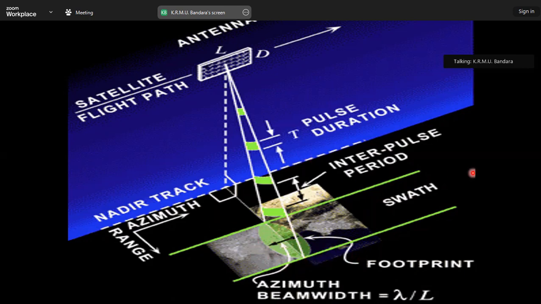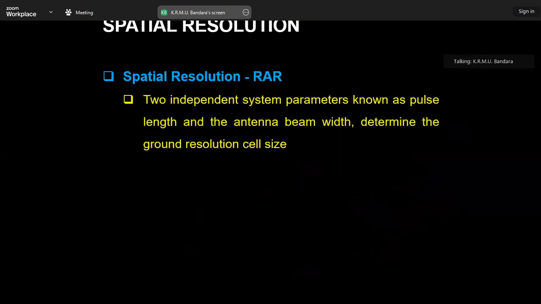Okay, this is the geometry of the satellite. I will explain again when we come to the design. Now the new topic is coming: the spatial resolution of real aperture radar and of synthetic aperture radar. There are two independent system parameters. One is the pulse duration or pulse length, and the other is the antenna beam width, lambda over L, which determine the ground resolution cell size. I will explain one by one in the next lecture.